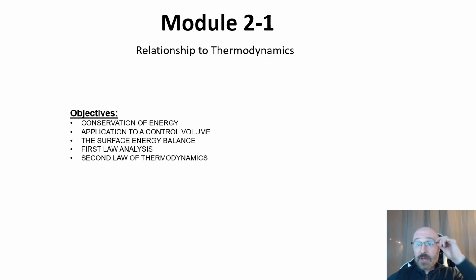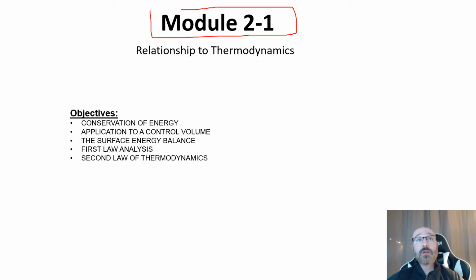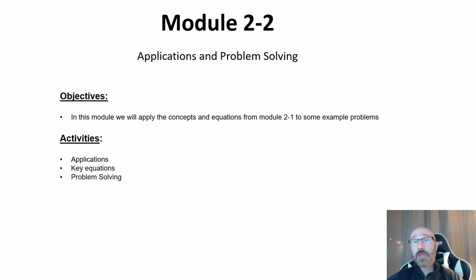Now, we're breaking these modules down into 2 different lectures, 2 different sections. The first one is Module 2.1. We're covering the topic of relationship to thermodynamics. This is where I'm going to get into the theory behind this, some of the governing equations. What we're going to cover within this is the conservation of energy, application to a control volume, take a look at the surface energy balance relationship, and talk about the first and second laws of thermodynamics. The theory behind this and the governing equations will all be covered in this first lecture, Module 2.1 for this week.